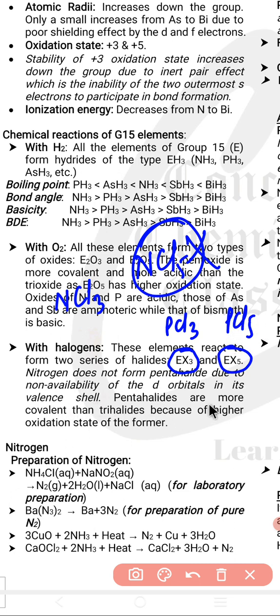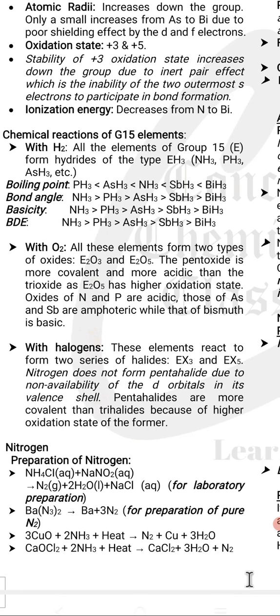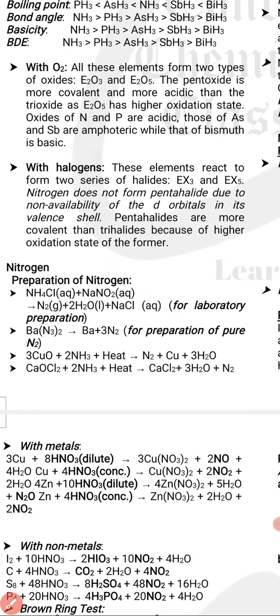Pentahalides are more covalent than trihalides because of higher oxidation state. The higher the oxidation state of the central atom, the higher the covalent nature. In PCl5 phosphorus has +5 oxidation state, while in PCl3 phosphorus has +3 oxidation state. These are some important points about the compounds of group 15 elements.